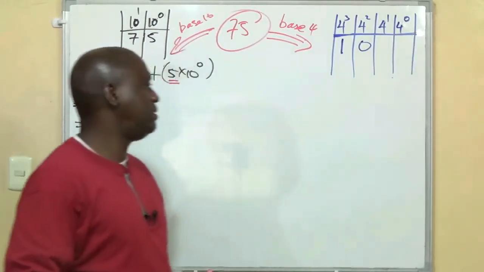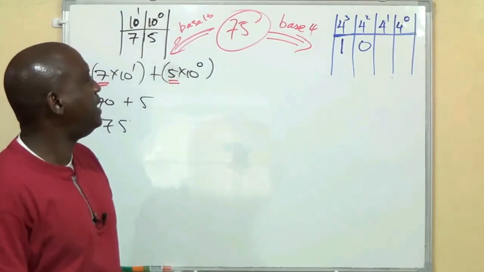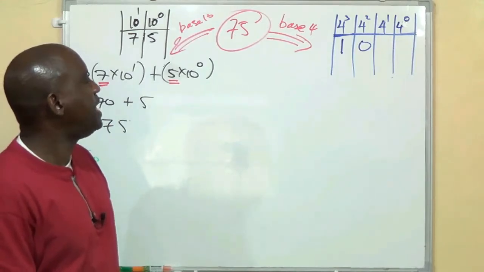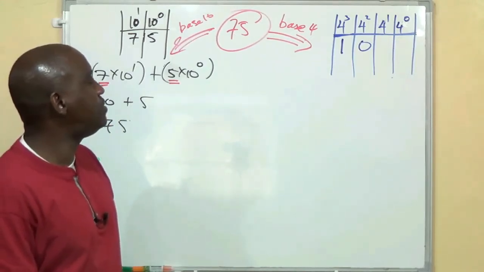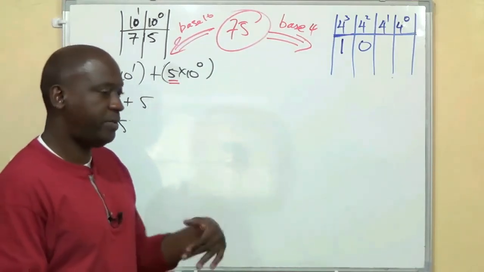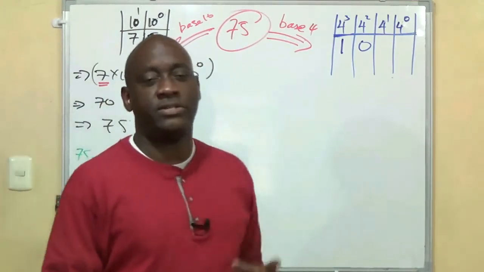So we have 11. Alright? We have 11 remaining. How are we going to divide that 11? 11 divided by 4 is 2, remainder 3. 4 2s are 8. 8 and 3 is 11.